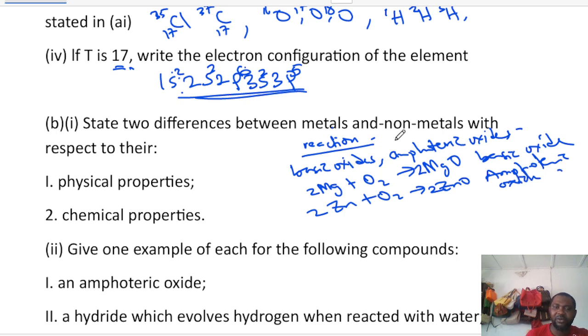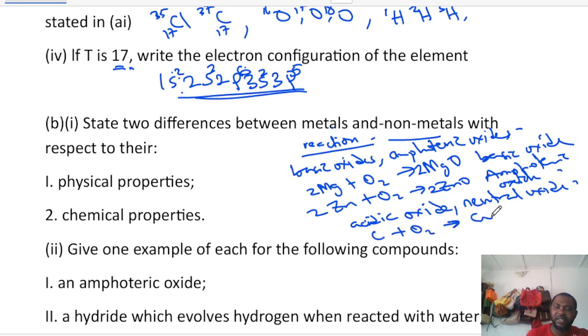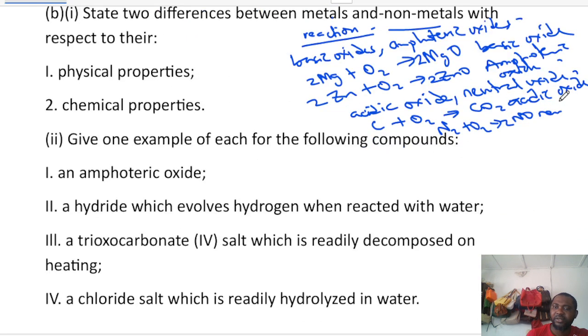Now, non-metals react with oxygen to form acidic oxide or neutral oxide. So an example is carbon, a non-metal. When it reacts with oxygen, you are going to get CO2. This is an acidic oxide. And nitrogen plus oxygen can give us NO. This one here is a neutral oxide. So that's one of the differences in their chemical properties.